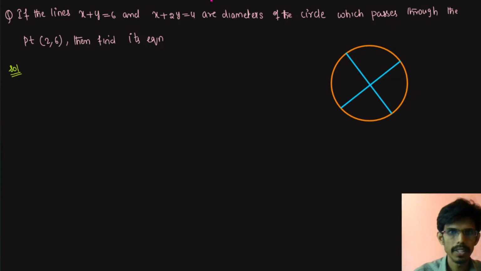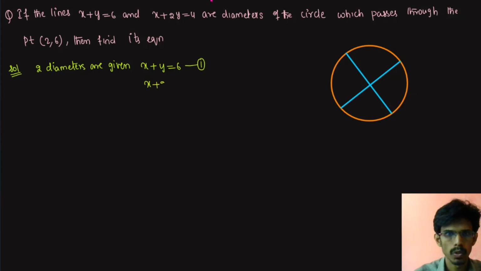Now two diameters are given in the form of equation. First one is x plus y equal to 6, take it as equation 1. Other one is x plus 2y equal to 4, let us take this as equation 2.